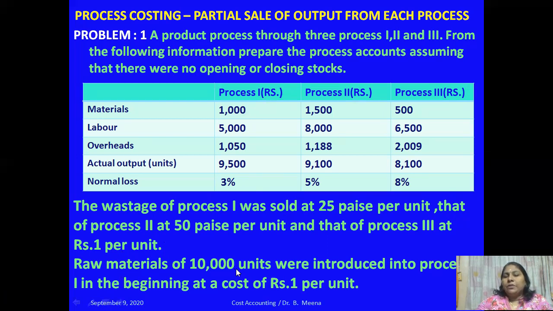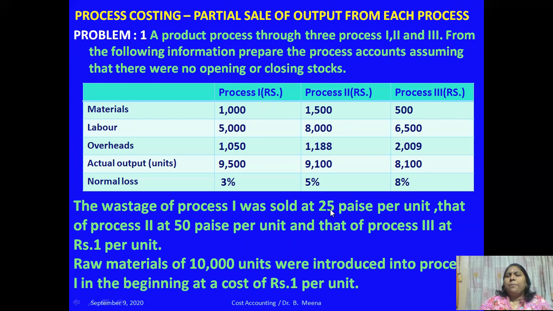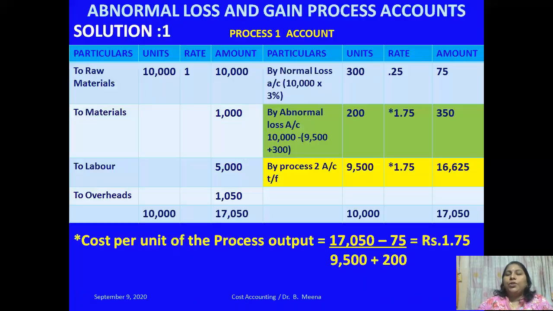Now, raw materials, 10,000 units, were introduced into the process in the beginning. So we have information about the raw materials introduced in process 1, which is 10,000 units. What is the rate per unit? 1 per unit. So how will we work out this kind of problem? Because we need to check whether we have abnormal loss or abnormal gain, or there is no abnormal loss or abnormal gain. Let me check out the solution.